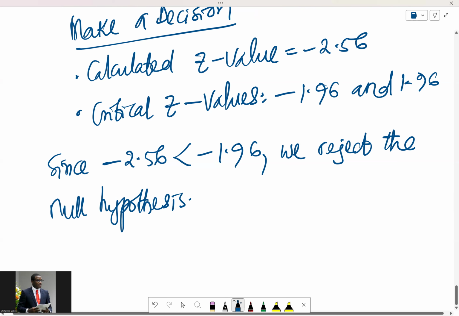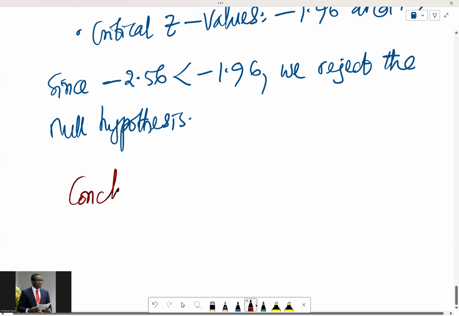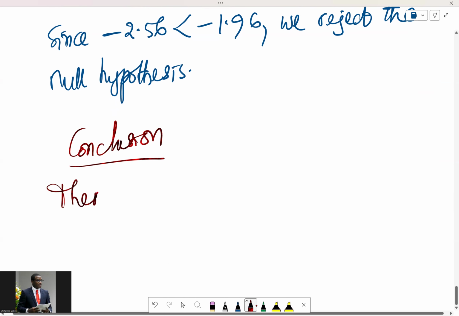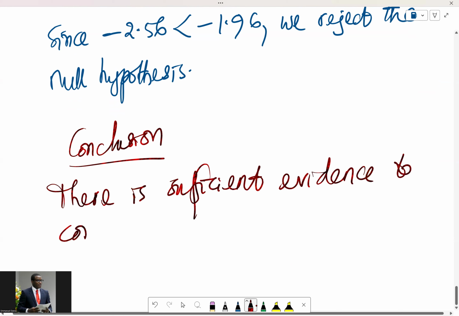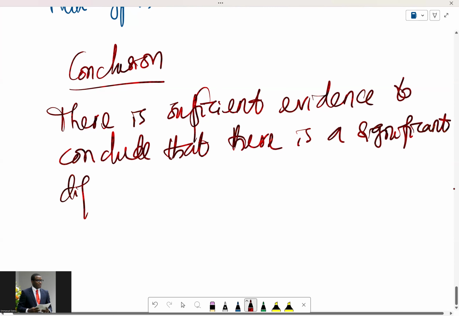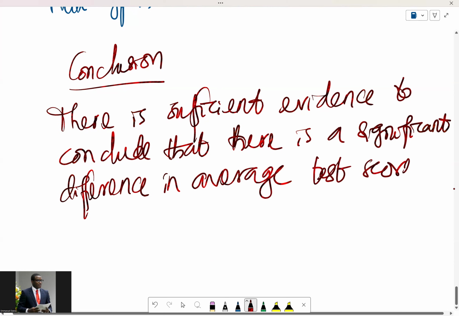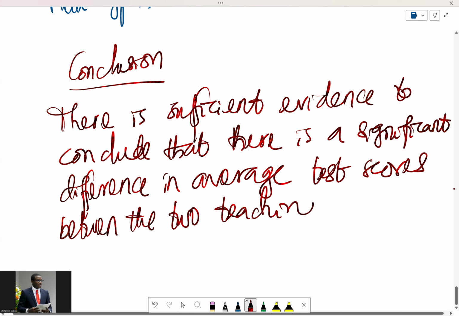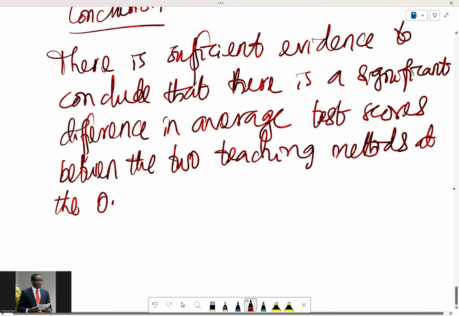Okay, so we can conclude now. We can reach a conclusion based on that: there is sufficient evidence to conclude that there is a significant difference in average test scores between the two teaching methods at the 0.05 significance level.